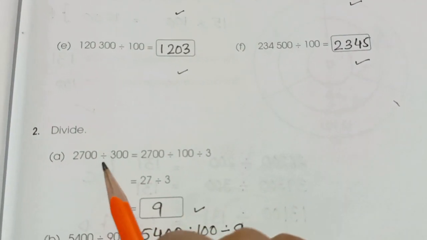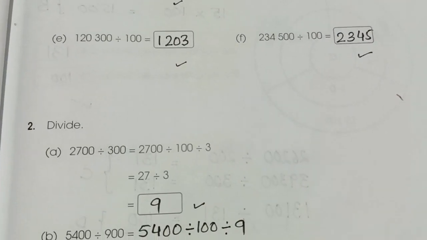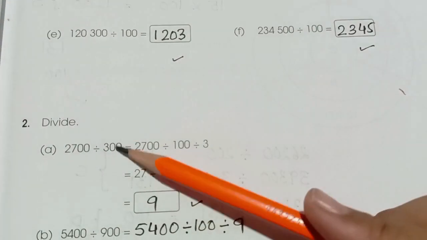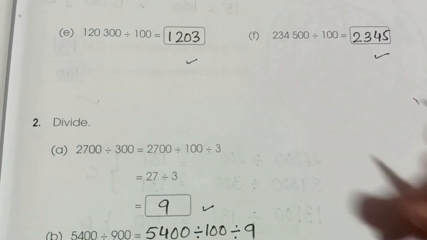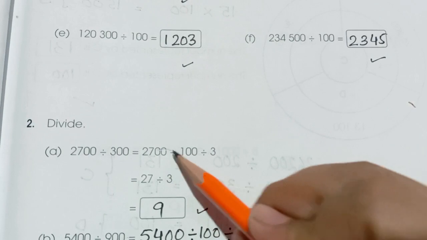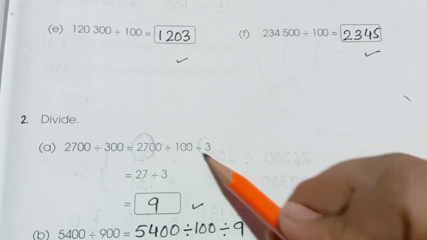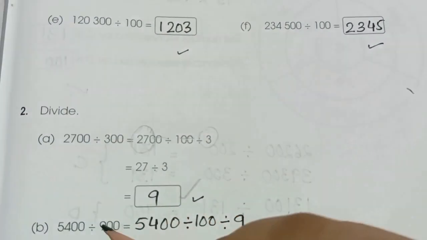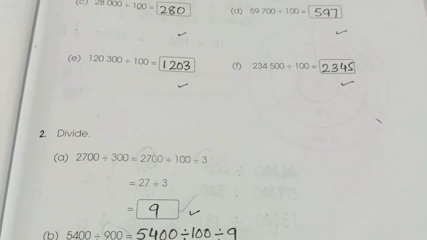So if we have the division of 300, first we break the 300 into 100 and ones. So 300 will be broken into 100 and 3. Then we are going to cut the 0, 2 and 2. So the remaining number is 27 and 3. 27 divided by 3 is 9. 900 means 100 divided by 9.